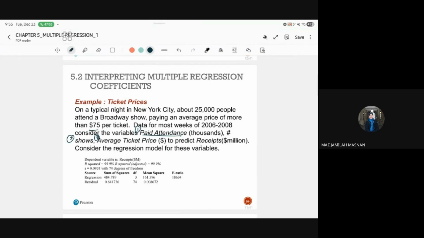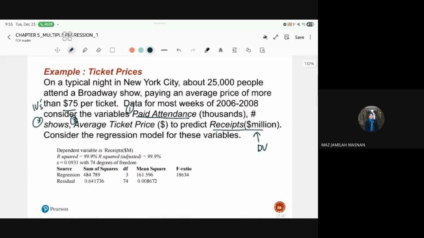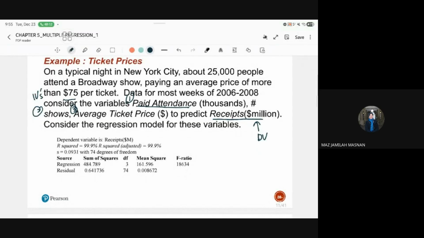And to predict the receipts in millions, this is your DV. Okay, so these are all your IVs. Consider the regression model for these variables. So you have your dependent variable, receipts in millions, and you have your R squared of 99.9%. Is that a good indicator for a good model?